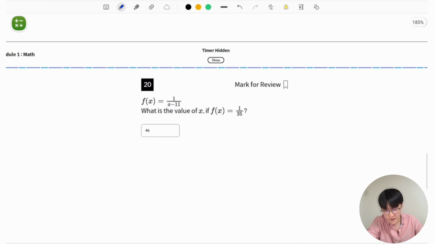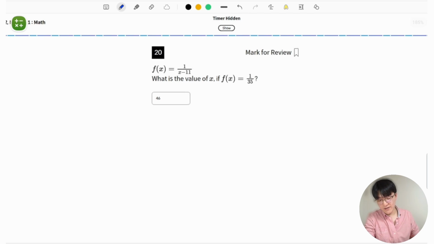Question number 20, f(x) is equal to 1 over x minus 11. What is the value of x if f(x) is equal to 1 over 35? So f(x) is equal to 1 over 35.